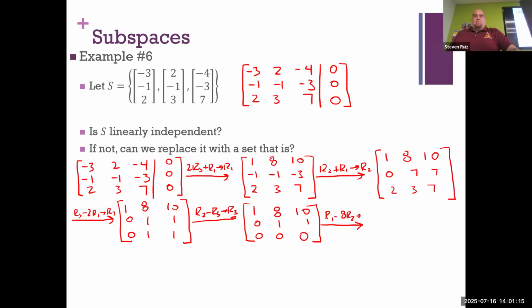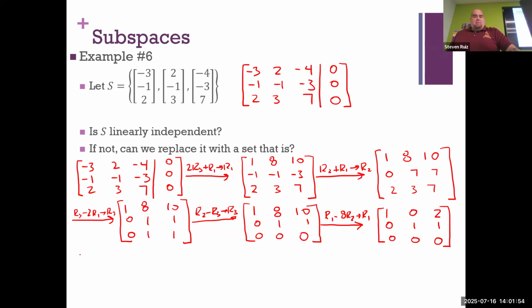Row 1 minus 8 row 2, back to row 1. So that gives me 1, 0, 2, 0, 1, 1, 0, 0, 0. Now what? I should be done, right? Okay. So now what have I learned?